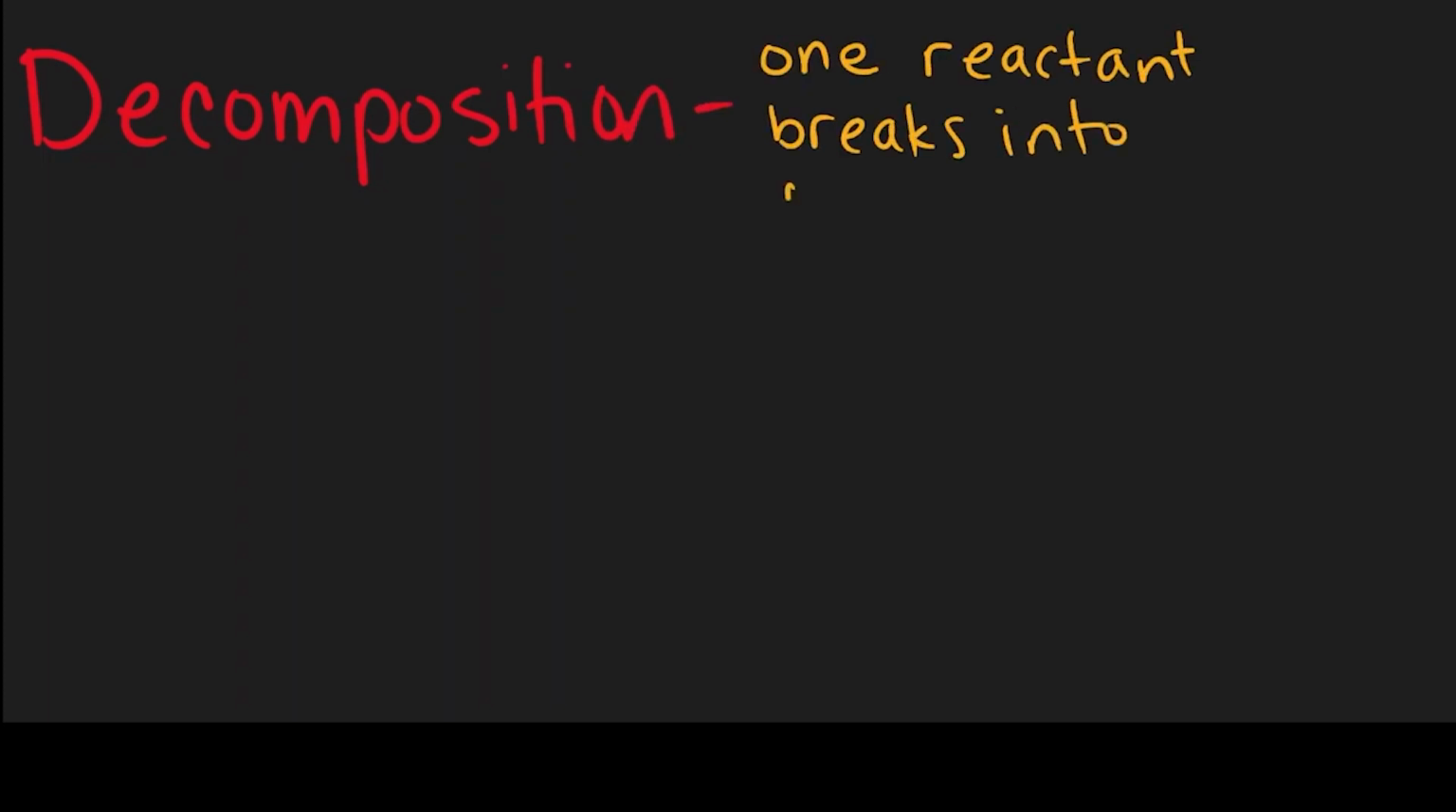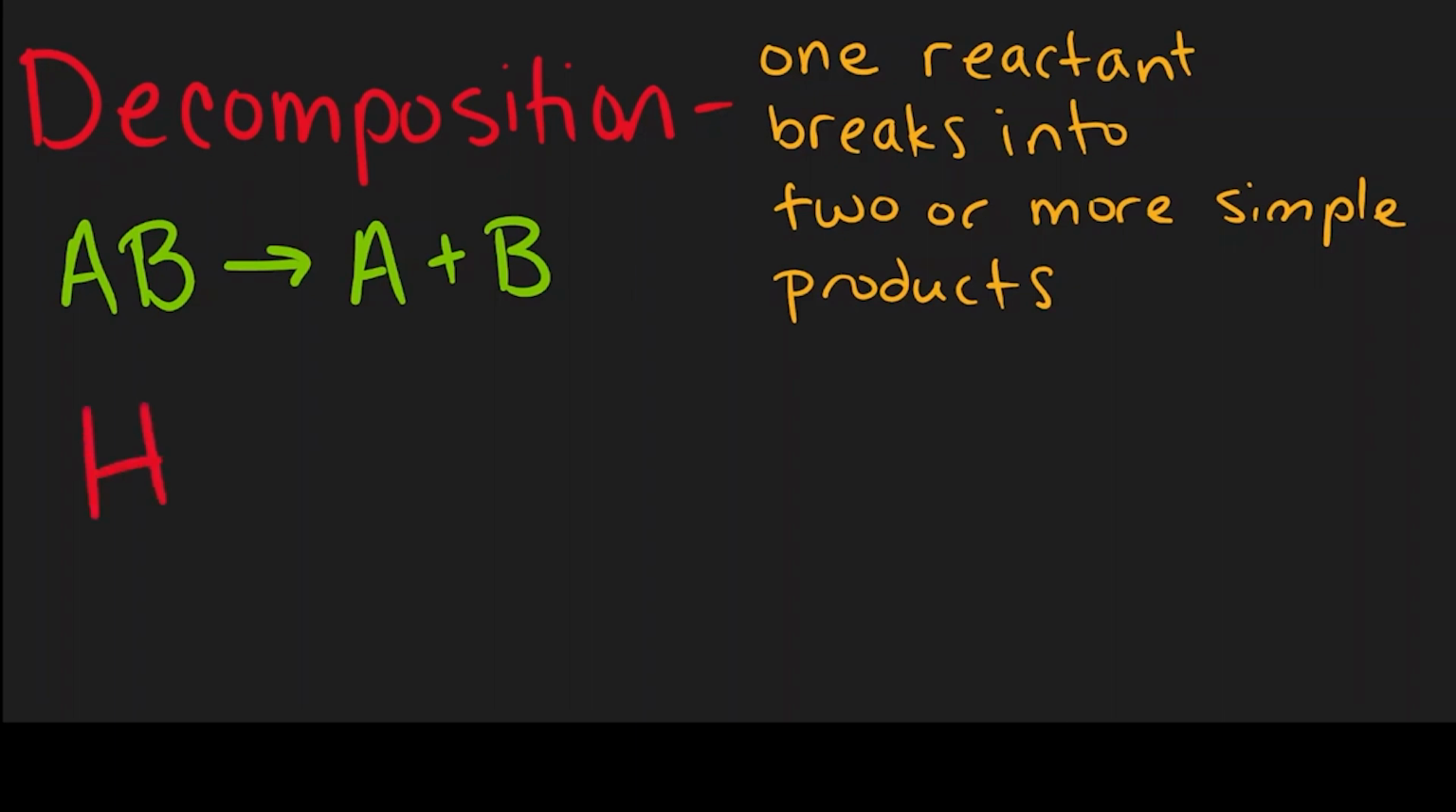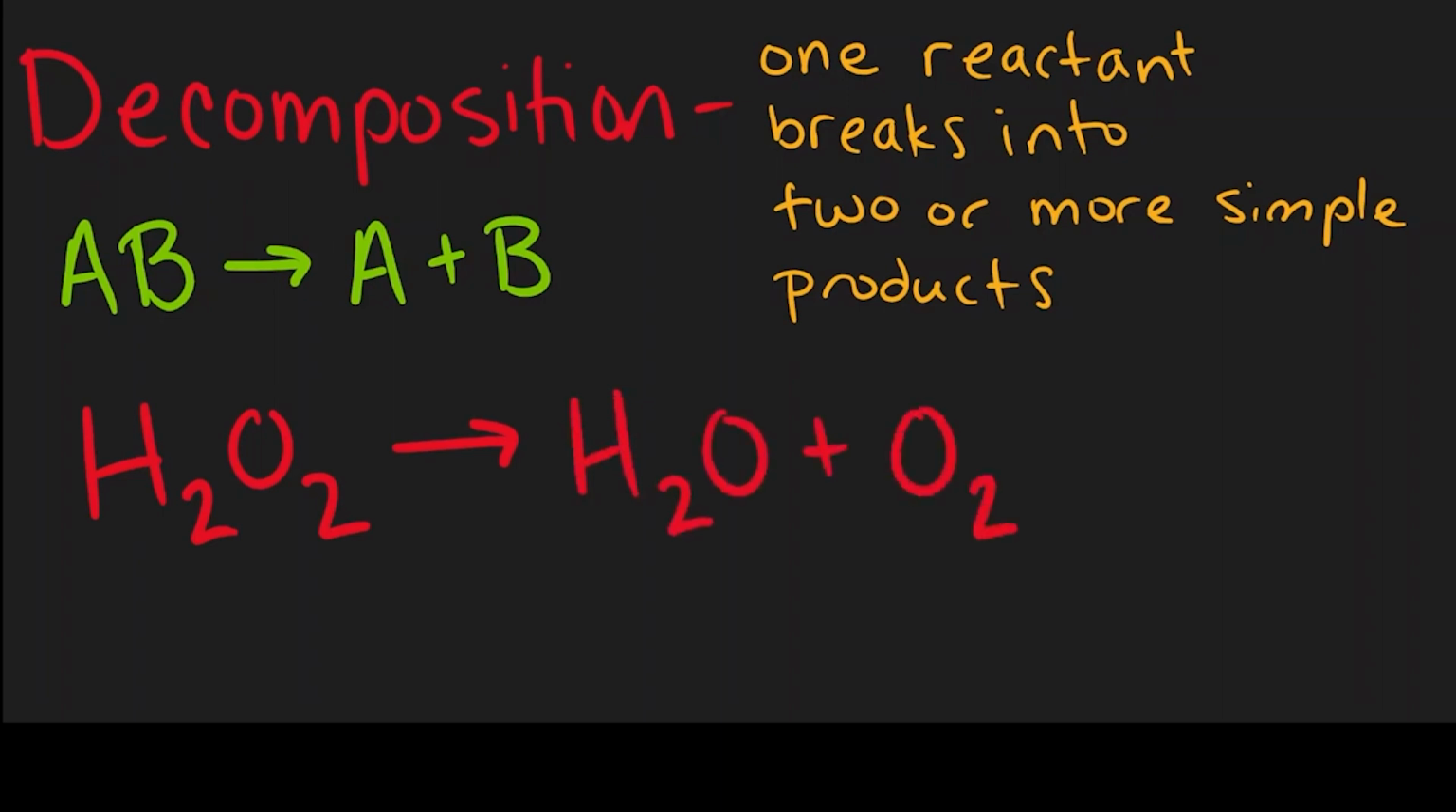A decomposition reaction is going to be one that breaks down molecules. Our decomposition reaction is where we have one reactant breaking down into multiple simpler products. The general pattern for a decomposition reaction is AB decomposes into A plus B. Our reaction in the body is hydrogen peroxide's decomposition. Hydrogen peroxide breaks down into water and oxygen.